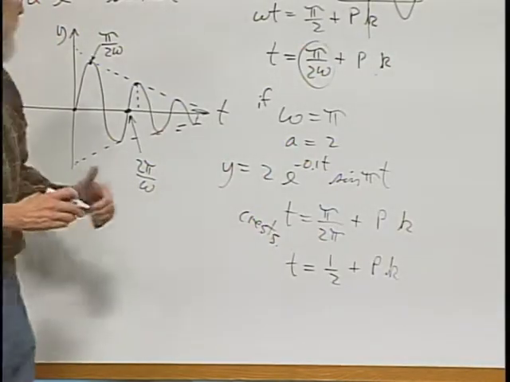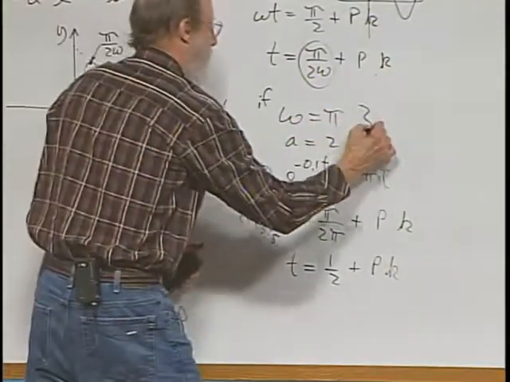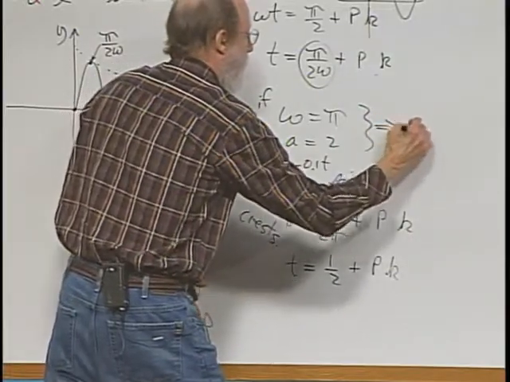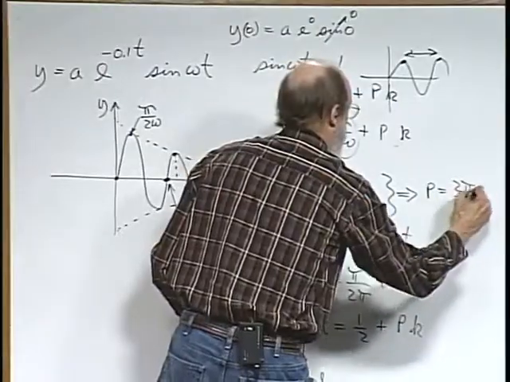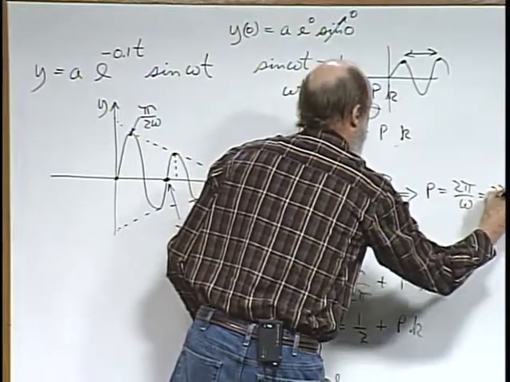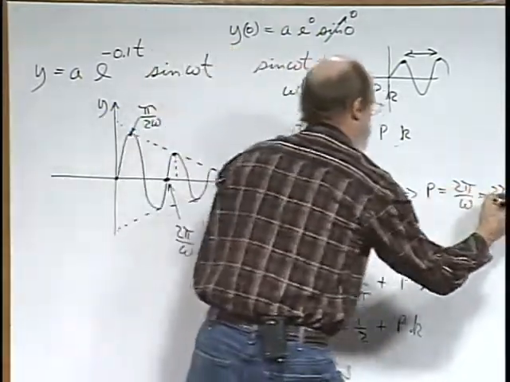And then what's the period of this model? The period of this model is 2 pi over omega, which is 2 pi over, we're using pi for the omega reading.